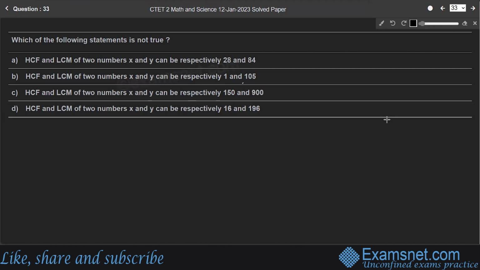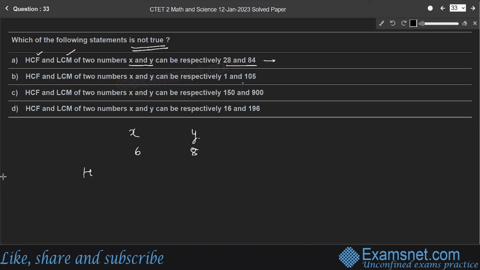Question 33. Which of the following statements is not true? Here the first statement is HCF, that is highest common factor, and LCM, lowest common multiple of two numbers x and y, can be respectively 28 and 84. Whether it is true or false, we have to decide. So we'll consider any two numbers x and y. For example, x is 6, y is 8.